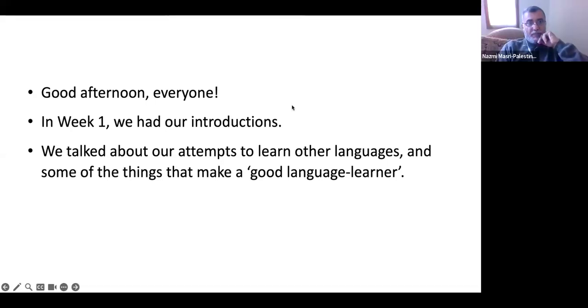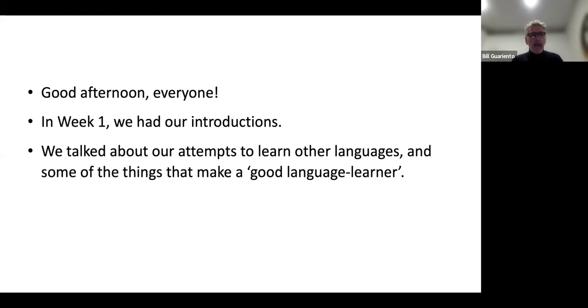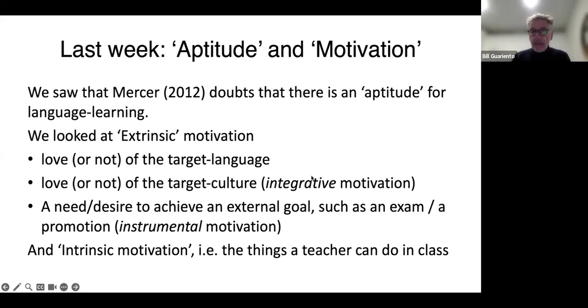All right, good. So, in week one, we had our introductions, and we talked about our attempts to learn another language, and we talked about some of the things that make a good language learner. And then in week two, last week, we talked about two things: aptitude and motivation. We saw an article by somebody called Mercer, and she wrote in 2012, and she doesn't believe that there is a real aptitude for language learning.